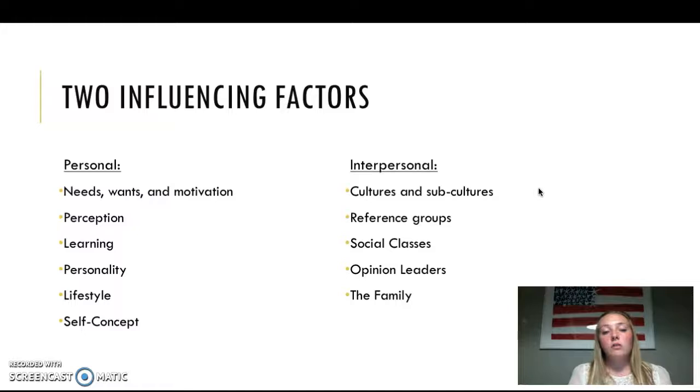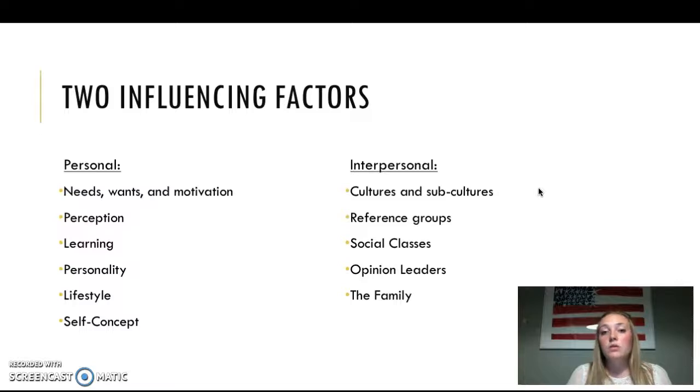Lifestyle is also kind of self-explanatory. It's our activities, the way we live, our opinions, anything like that. And then self-concept is how we see ourselves, how we think other people see us, where we want to be, where we are right now, that kind of stuff.